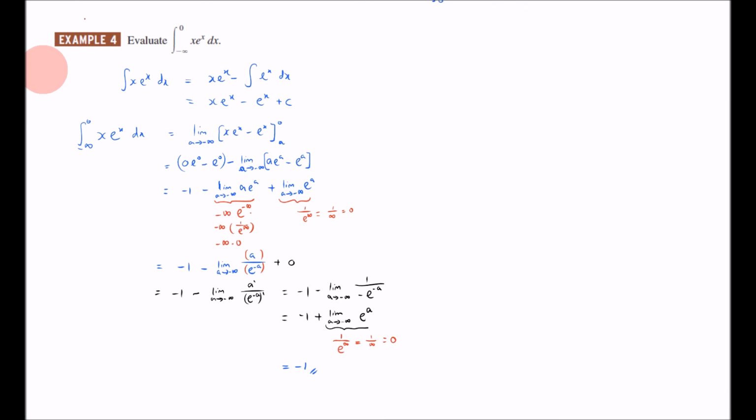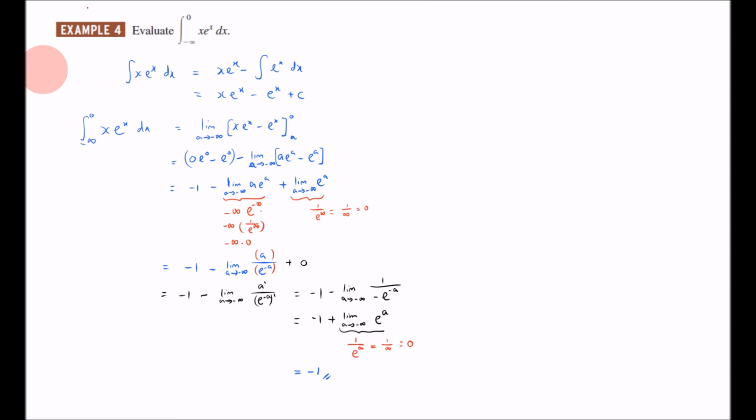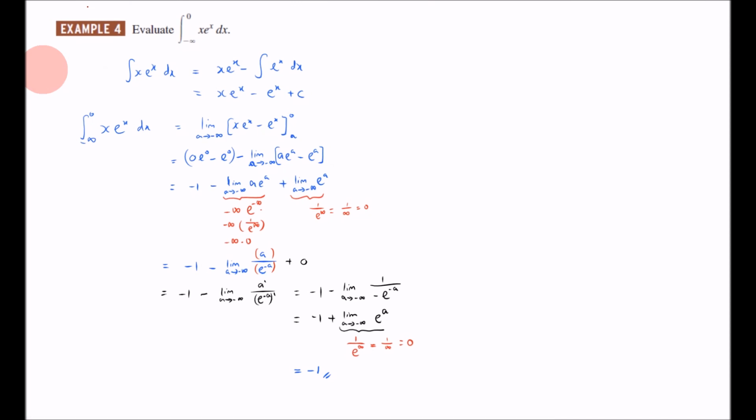I hope now you understand how to do improper integration with infinite interval limits. In the next video I will be showing how to do improper integration that involves unbounded f(x), that means there's a vertical asymptote involved. Thank you very much for your attention.